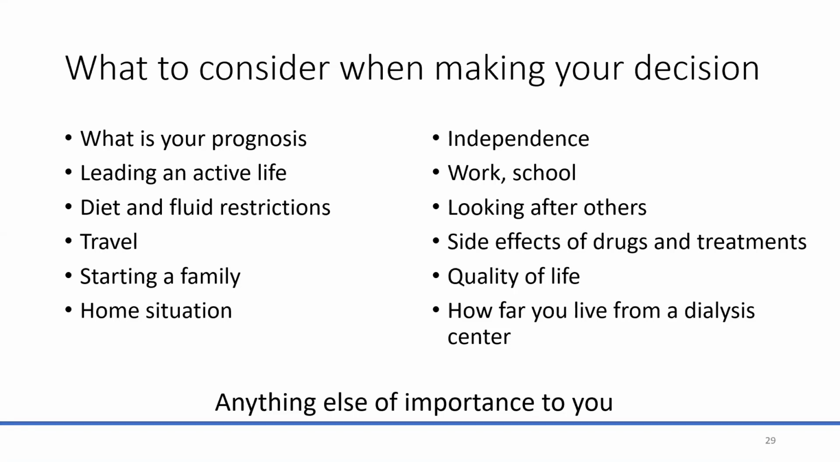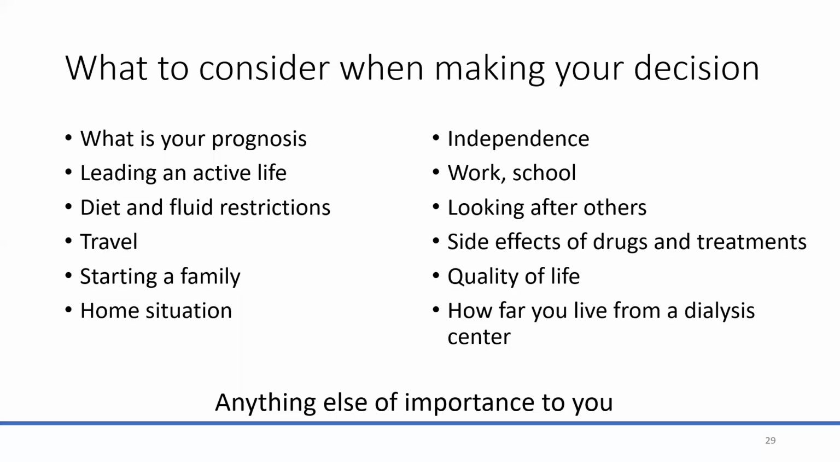Are you worried about diet and food restrictions? Do you want to travel? Are you thinking about starting a family? Because certain types of dialysis are better for that than others. What is your home situation like? How independent do you want to be? Do you want to still go to work or to school? Do you have to take care of other people? So are you the primary caregiver for your spouse or for children? So that will determine what type of dialysis you would like to look at.